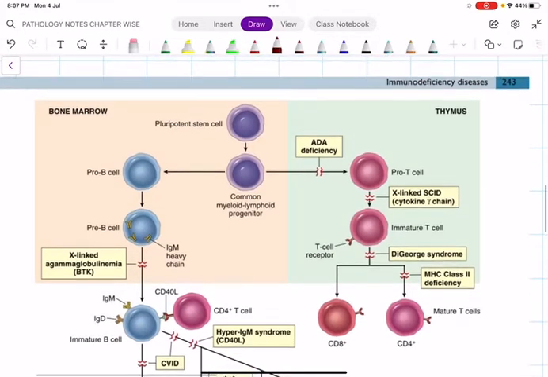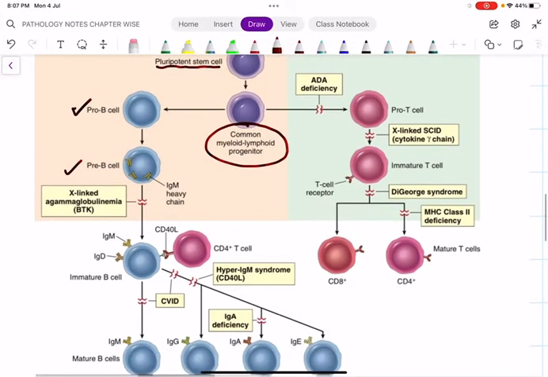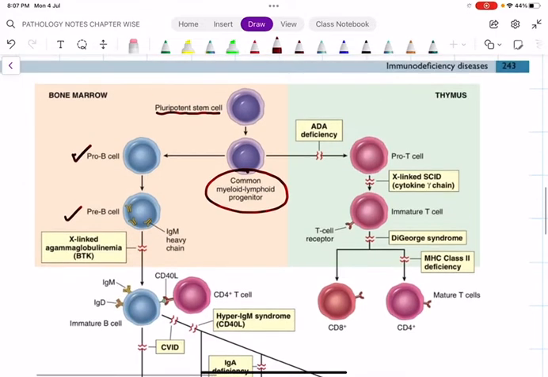See, this is the normal. Let us go for the etiopathogenesis. This is the normal pluripotent stem cell. From that, we have a common myeloid and lymphoid progenitor. We have a pro B cell and a pre B cell, and the B cell is going to produce our antibodies. And then we have adenosine deaminase, which is the enzyme that is deficient.